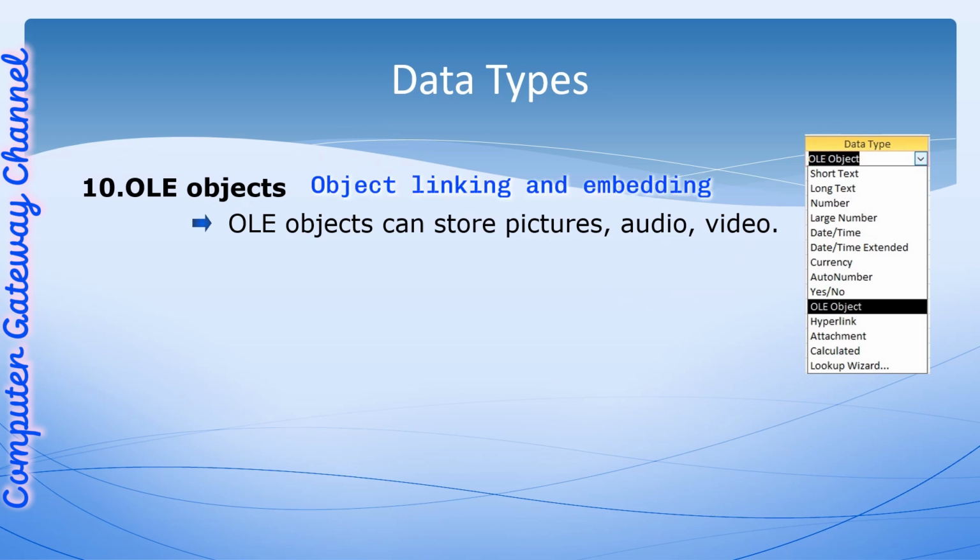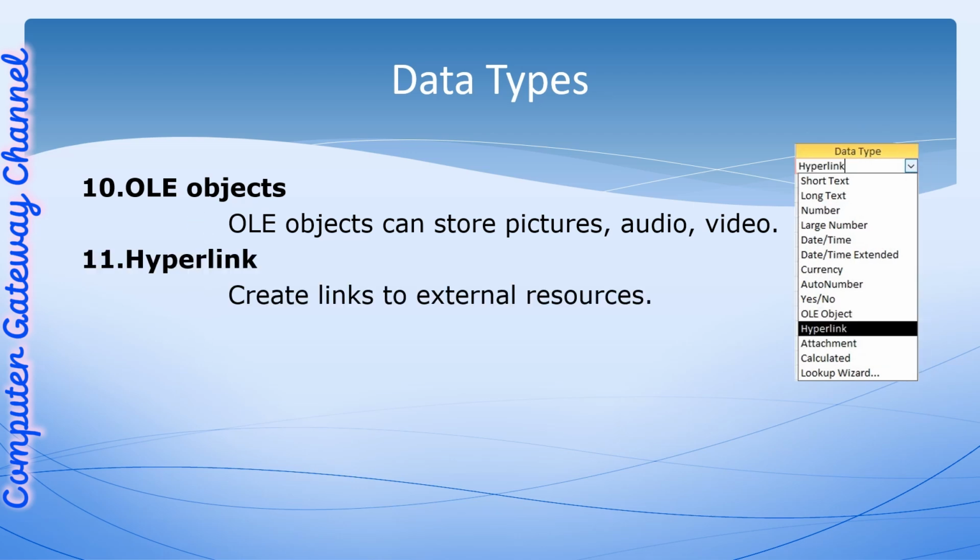An OLE (Object Linking and Embedding) object is a sound, picture, or other object, such as a Word document or Excel spreadsheet, that is created in another program. You can use this data type to link the objects in the database. Hyperlink. This data type stores links to external resources such as web pages and email addresses.